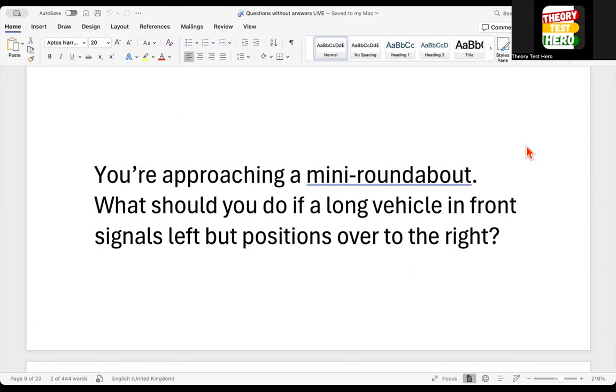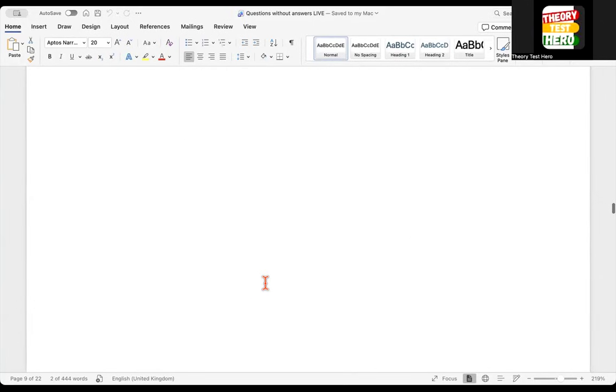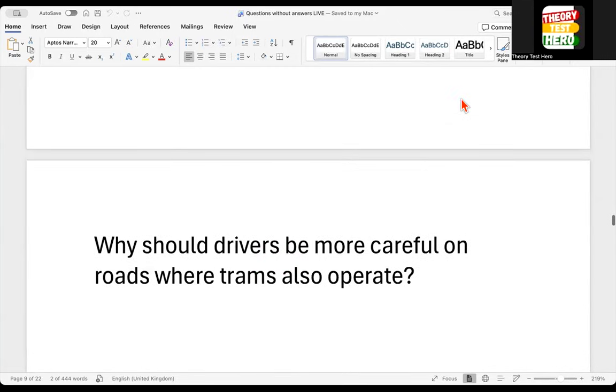What should you do if a long vehicle in front signals left but positions over to the right? Just saying stay well back. Francesca's saying stay well back. Wait. Good. Well done, guys. Keep well back so that you can give them room to do their thing. Why should drivers be more careful on roads where trams also operate?